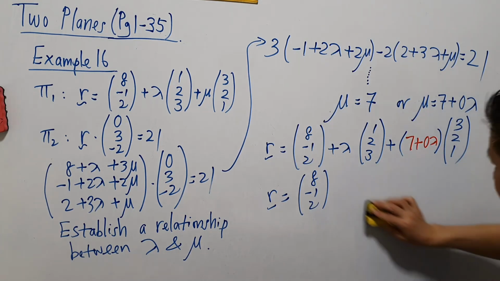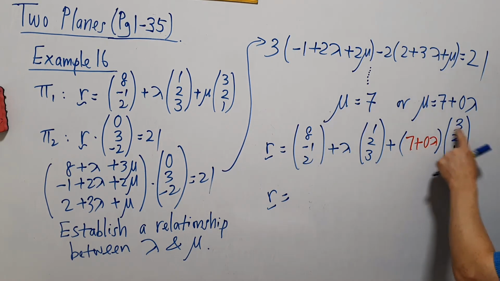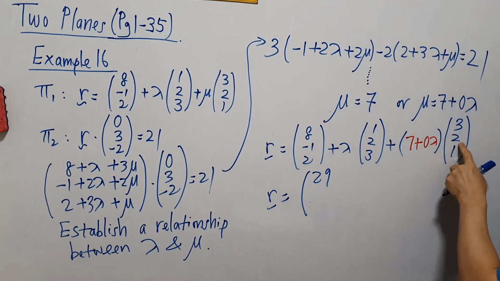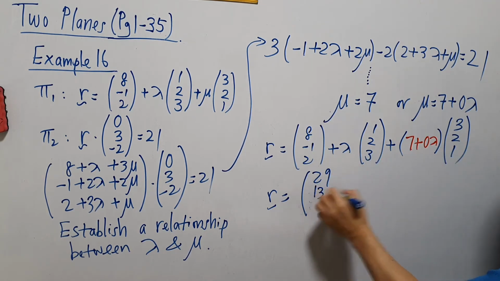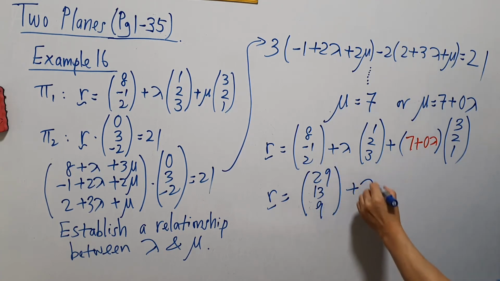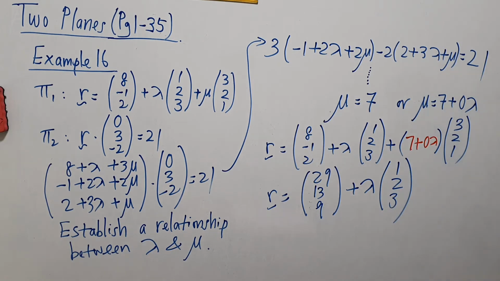This is wrong. So what happens is, you're going to take 7 times this plus this. So I'm going to have 7 times 3 is 21, plus 8 is 29. 7 times 2 is 14, 14 minus 1 is 13. 7 times 1 plus 2 is 9. Plus lambda of 1, 2, 3. And there you are, the equation of the intersecting line between the two planes.